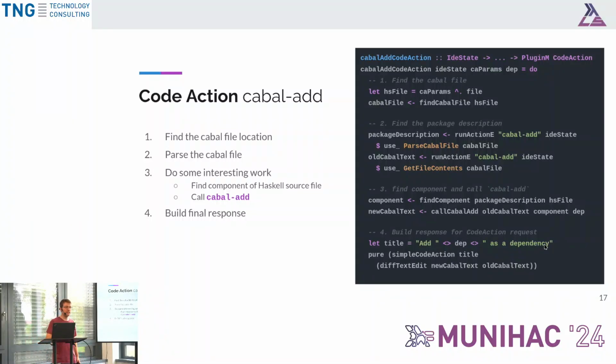So we don't want to send the full cabal file, because that's expensive. If the cabal file is a couple of megabytes, sending it back and forth is unnecessary. And so we take the difference between the old cabal file and the new cabal file, and then only send what has been recently added.